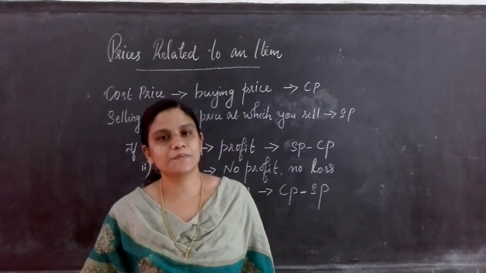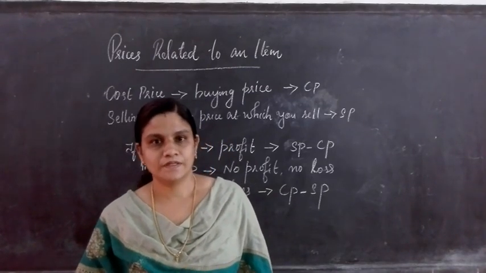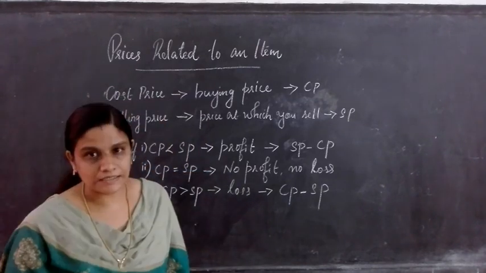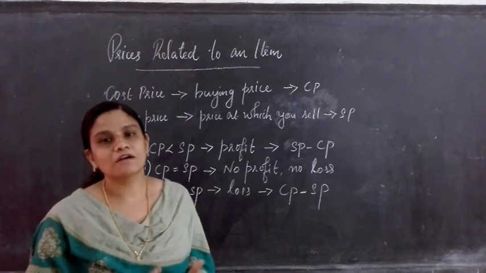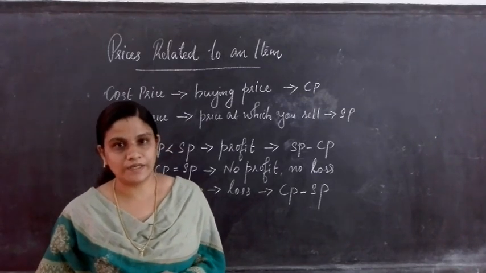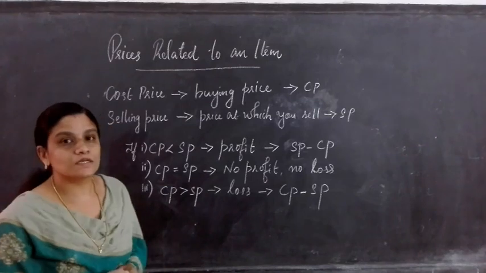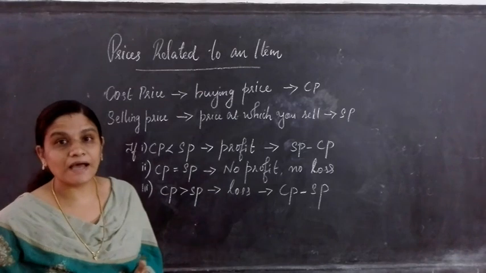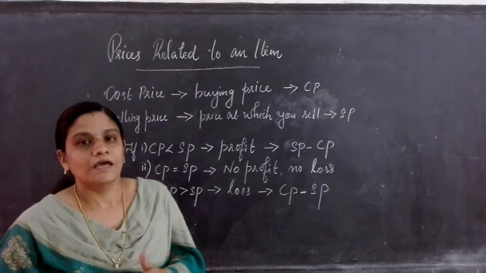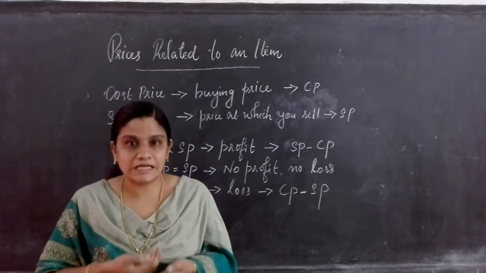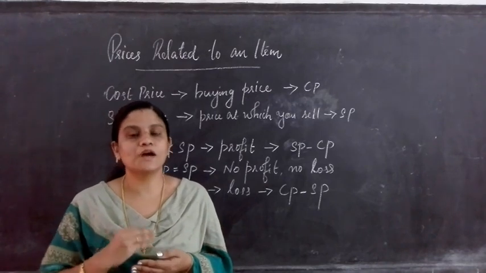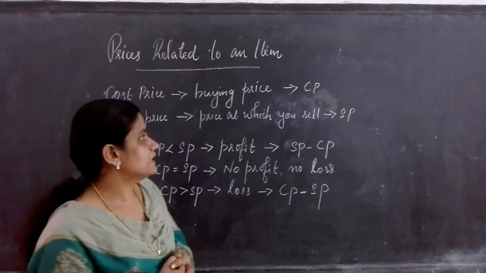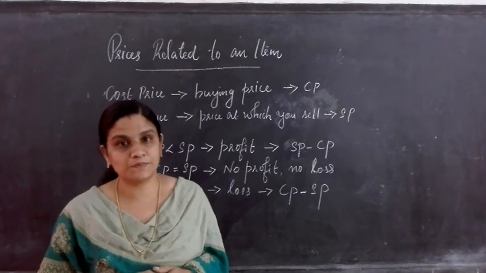Today, let us continue the chapter Comparing Quantities. Today we are going to learn about prices related to an item, that is, buying or selling items. The first one is cost price. Cost price is nothing but the buying price, which means when we are buying an item, the amount we are paying is called the cost price, and in short we can write it as CP.